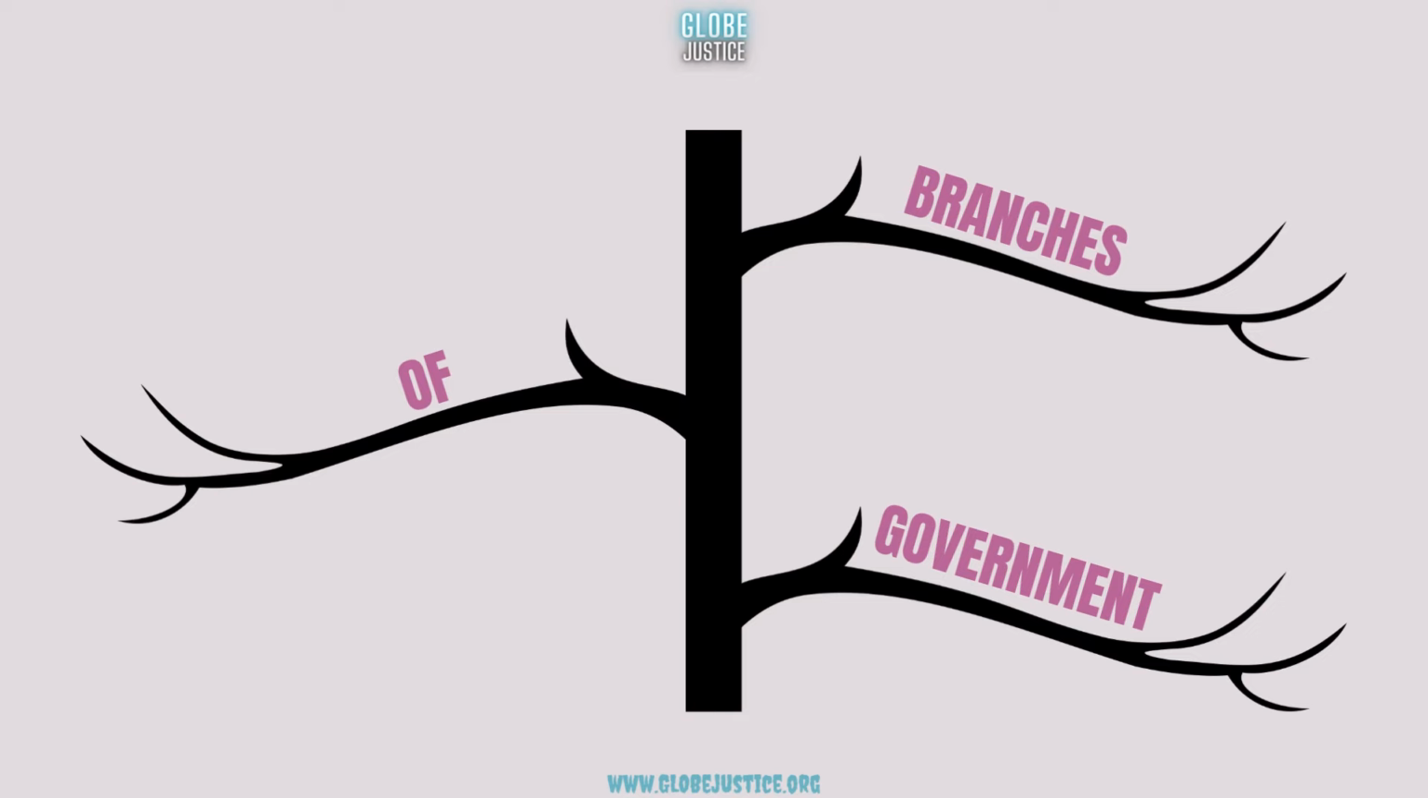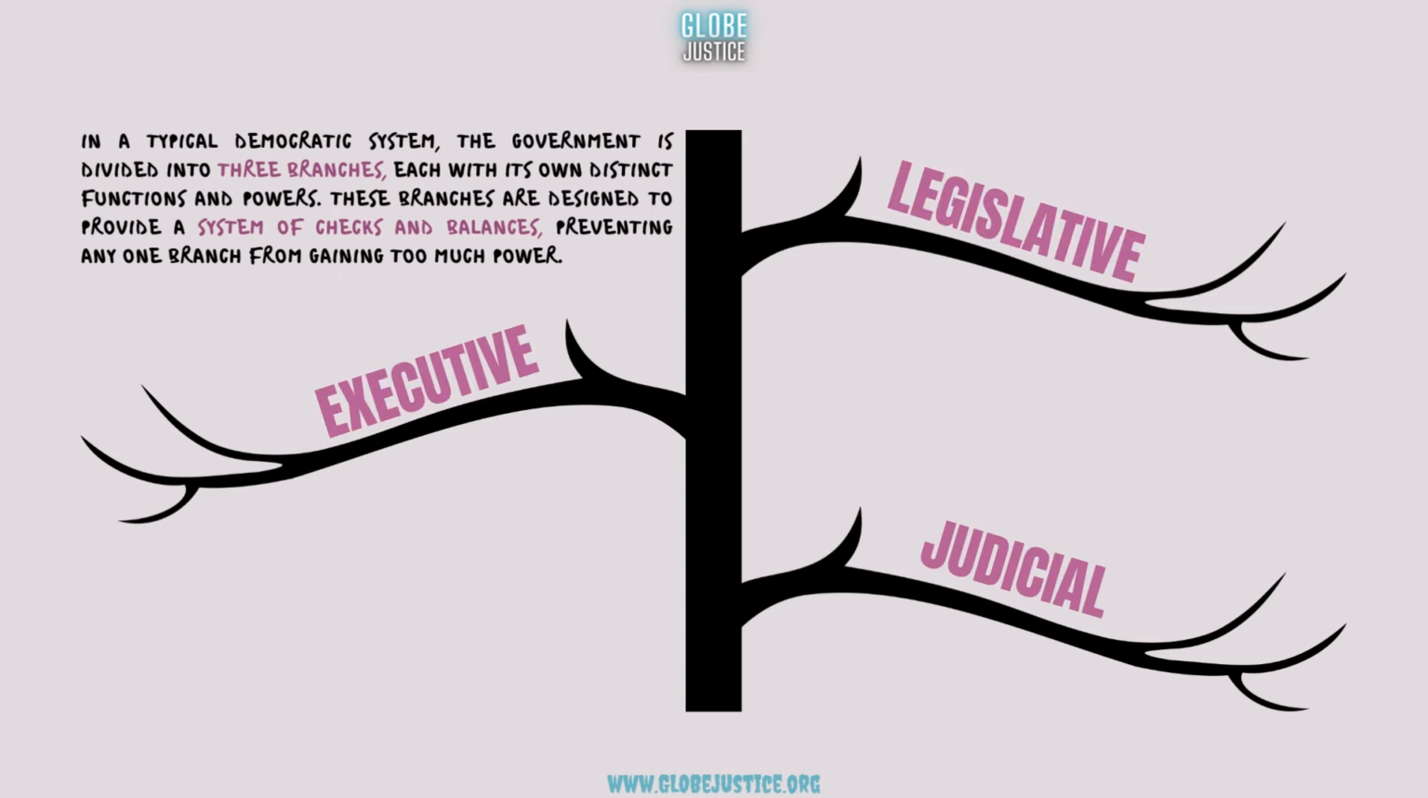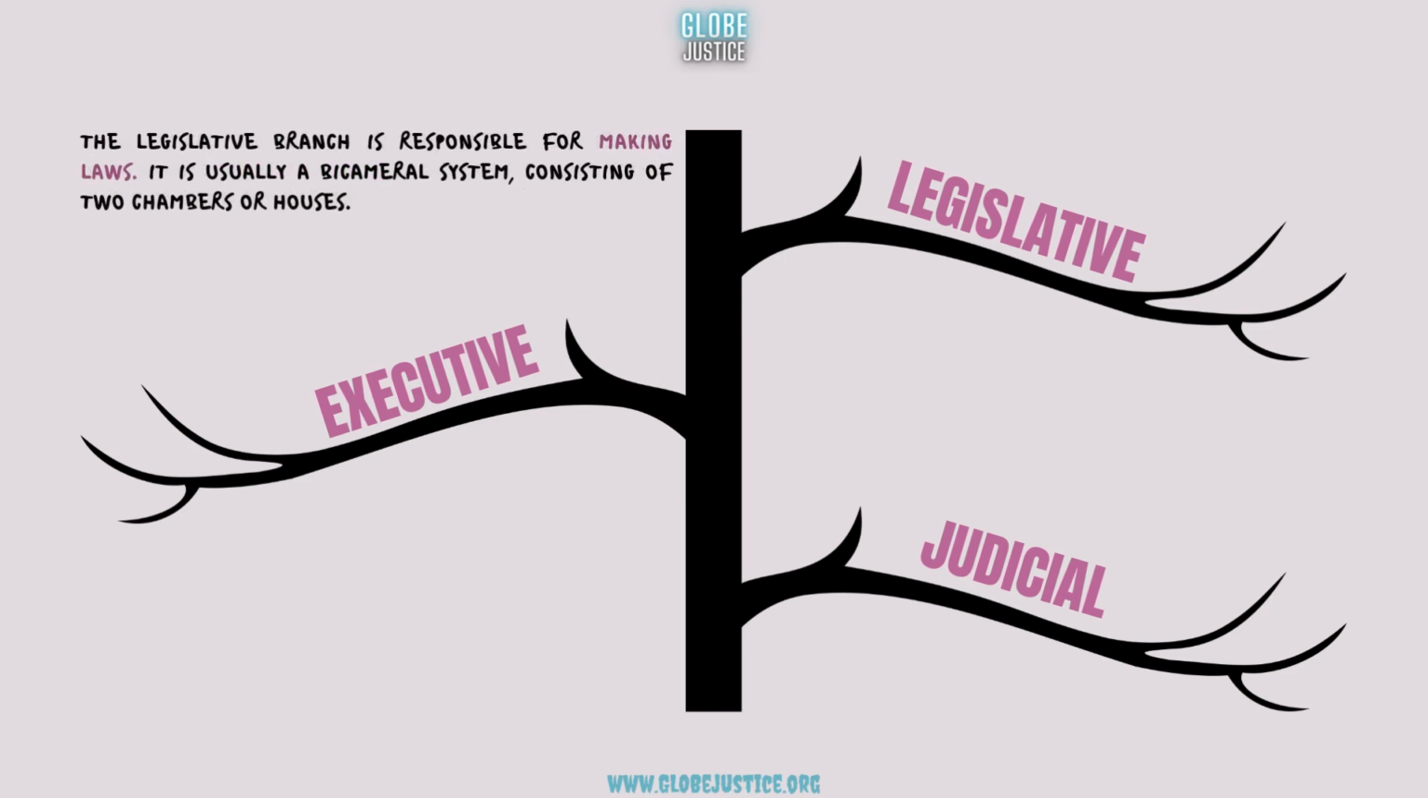Branches of government. In a typical democratic system, the government is divided into 3 branches, each with its own distinct functions and powers. These branches are designed to provide a system of checks and balances, preventing any one branch from gaining too much power.